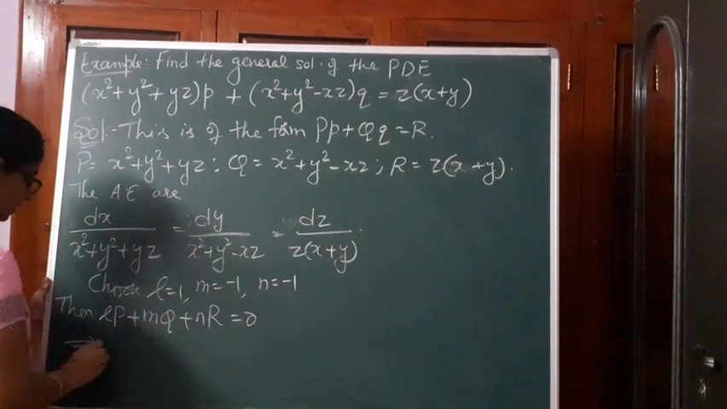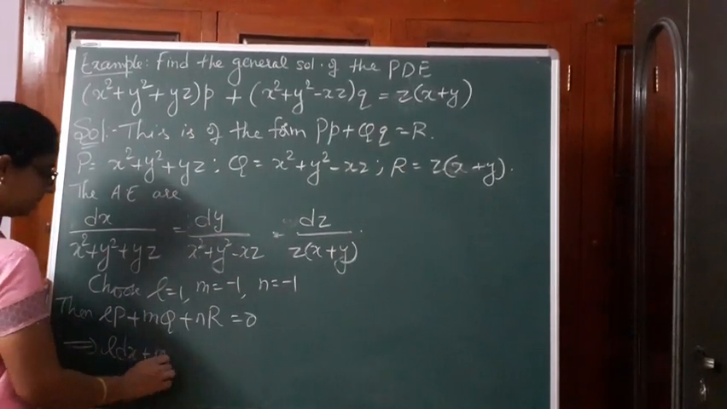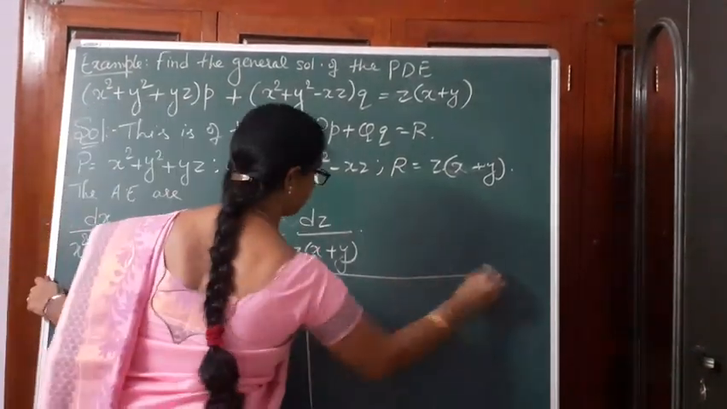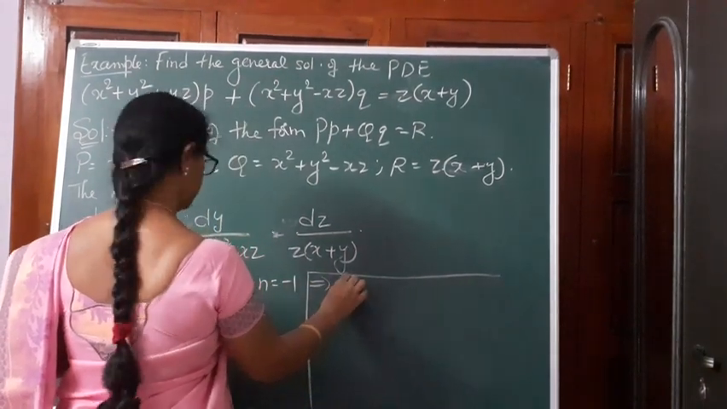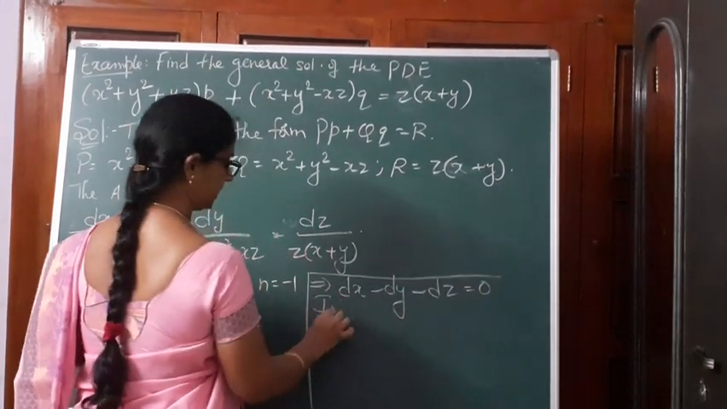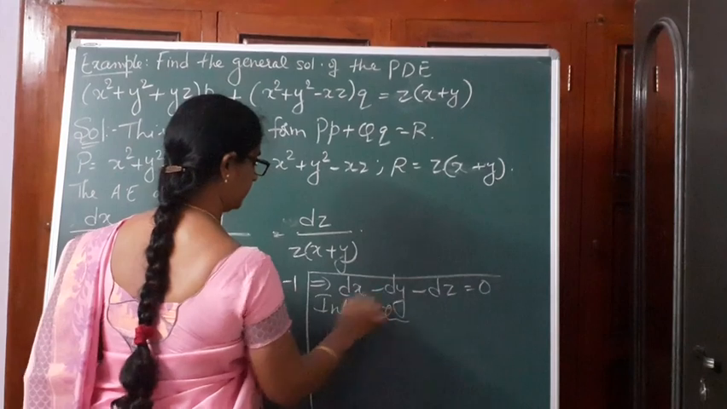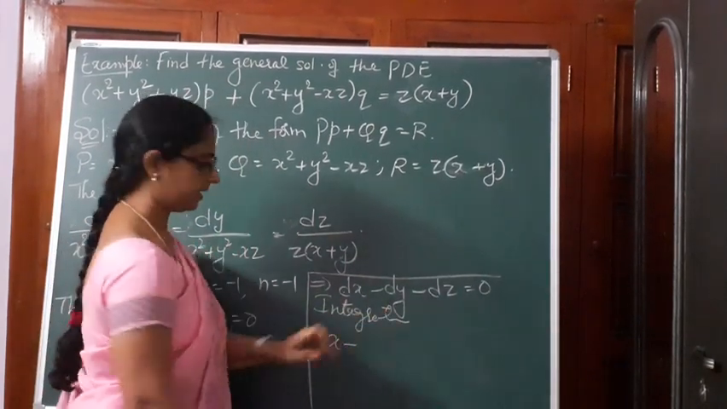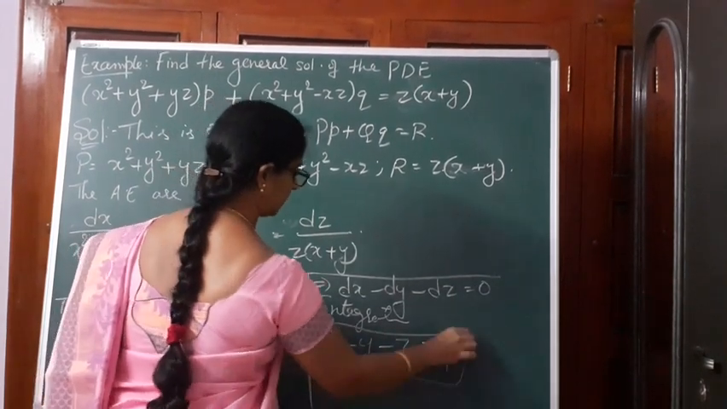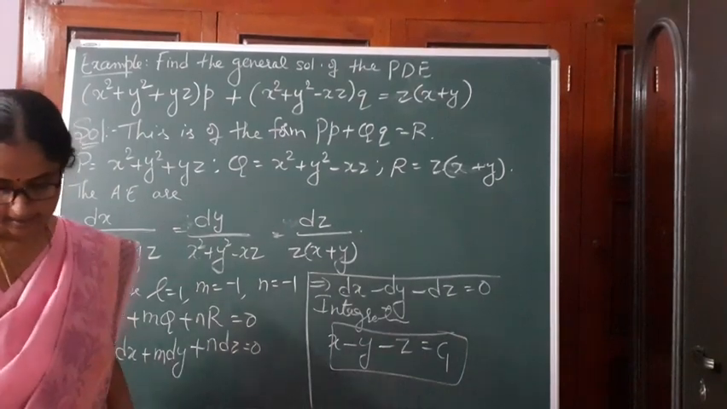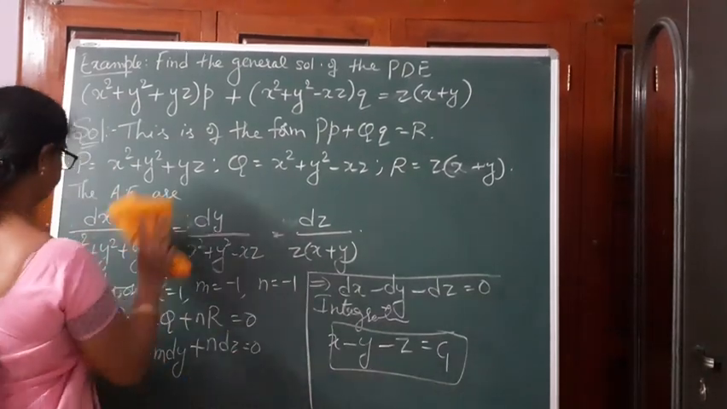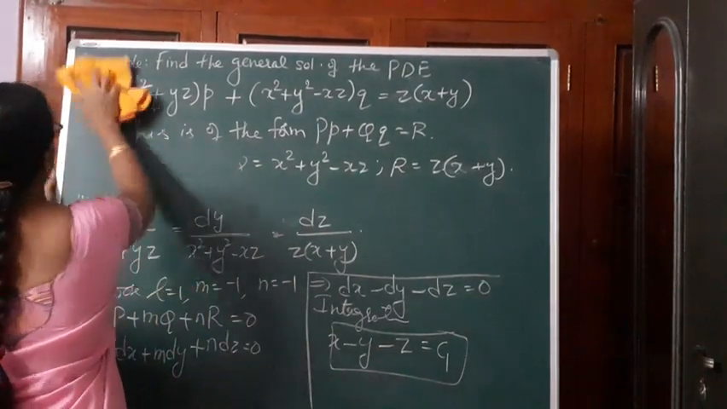So if LP plus MQ plus NR is 0, we get L dx plus M dy plus N dz is equal to 0. That is, L is 1, so dx, M is minus 1, N is also minus 1. Upon integrating, we get integral of 1 dx is x, integral of 1 dy is y, minus integral of 1 dz is z is equal to c1. So x minus y minus z is equal to c1 is one of the solutions. So now we try for the other solution from the auxiliary equations.